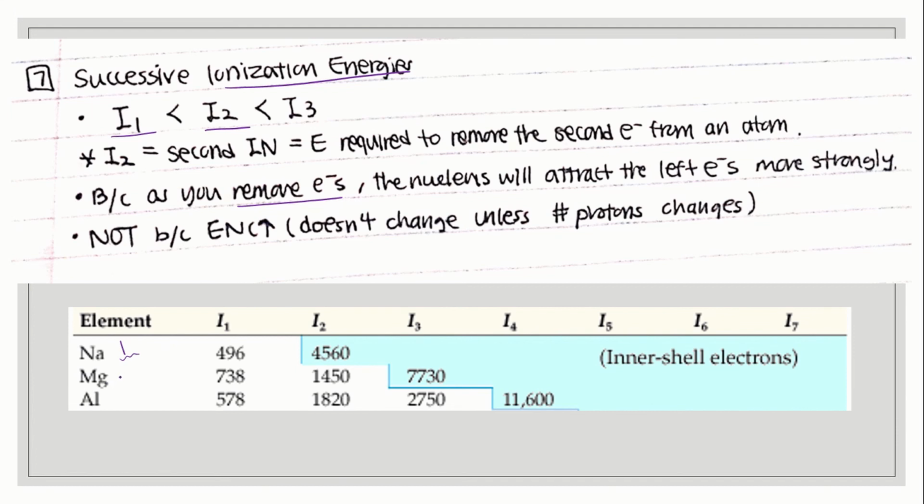And for magnesium, it has 2 valence electrons. So after you pull these 2 valence electrons, the ionization energy for the third electron will be much larger because it will be from the full energy level. And same for aluminum because it has 3 valence electrons.